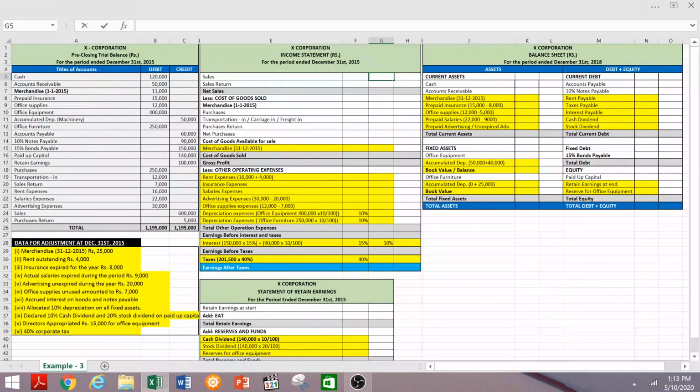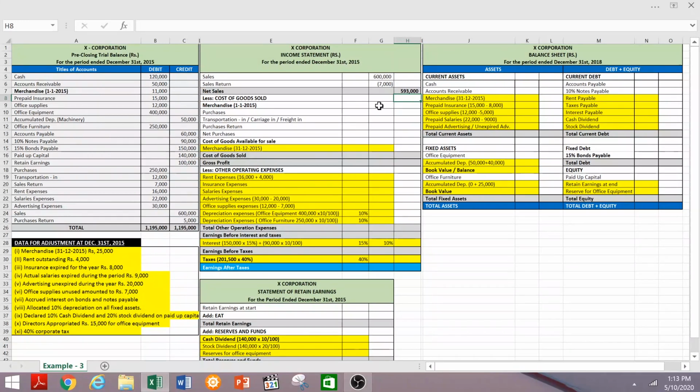So let's start by finding the amount of sales revenue from the trial balance. You can see here the sales is given as 600,000. I'm just copying it, and then the amount of contra sales, that is sales return, is also given to us. So we just have to subtract the sales return from the sales and we get the result of net sales. In this way we have calculated total sales revenue or net sales.